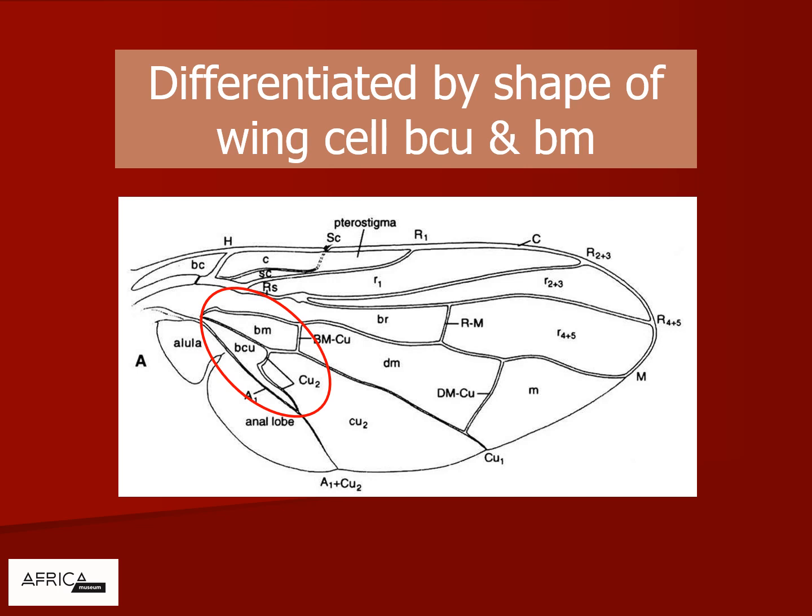The appendage is then prolonged as a vein, the combined anal-cubital vein A1 plus CU2. The differences between the groups are mainly related to the specific shape of this extension, as well as to the size of cell BM compared to cell BCU. These differences will be explained in further detail in this presentation.